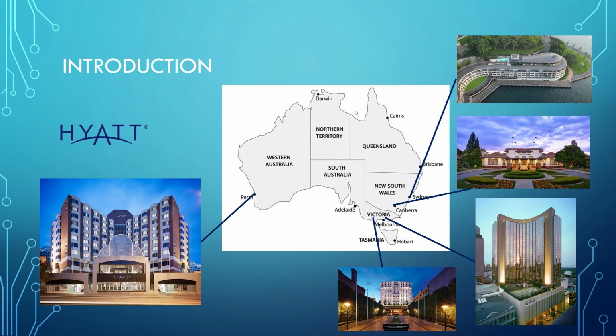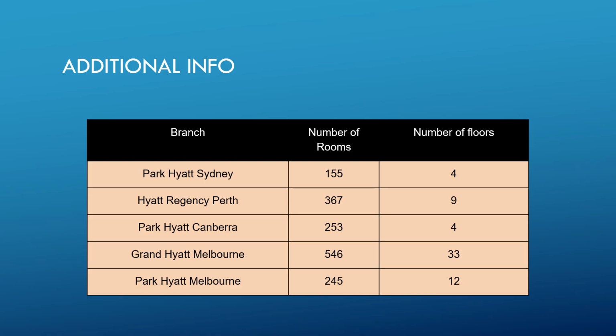Hyatt is a worldwide hospitality firm that has been innovative for more than 5 decades. This hotel has 5 branches across Australia, which includes Sydney, Canberra, Perth and 2 in Melbourne. Before creating the network, we gathered some information about the number of floors and rooms in each hotel. Grand Hyatt Melbourne has the highest amount, while the branch in Sydney is the smallest.